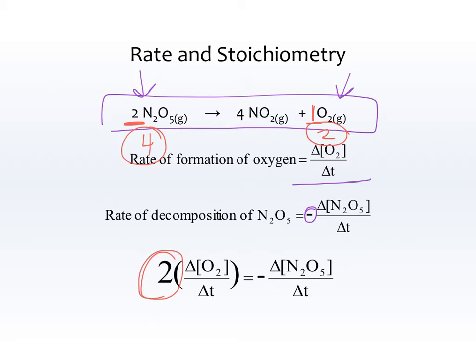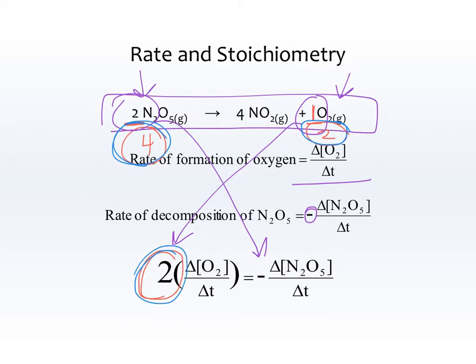That seems weird, because the 2 is on the N2O5, and there's not a 2 on the N2O5 in the rate. And the 1 is on the oxygen, and now there's not a 1 on the oxygen in the rate. We've switched them. We made them backwards. But we made them backwards for a good reason, because in the same amount of time it takes to make 4 moles of N2O5, we're only going to make 2 moles of oxygen, so I would have to double oxygen to say that that rate produced is the same as the rate of N2O5 decomposed.